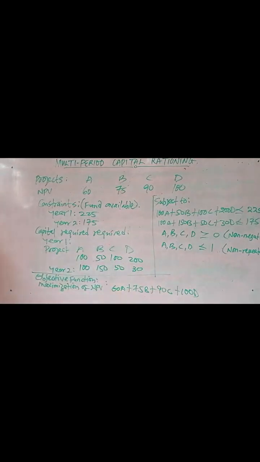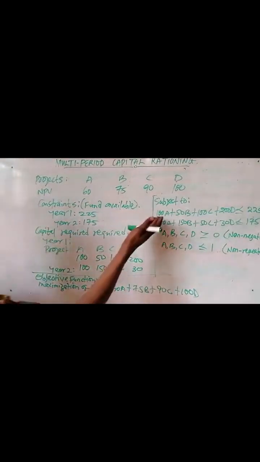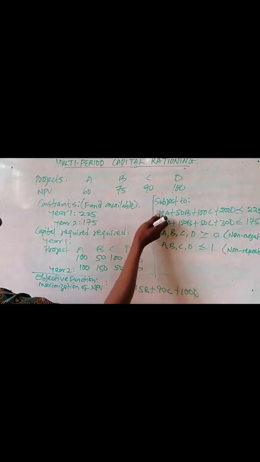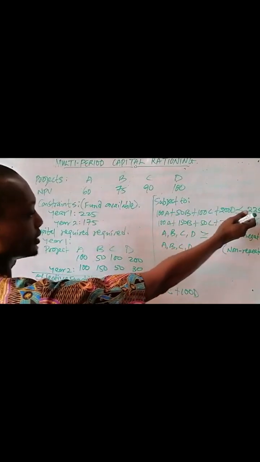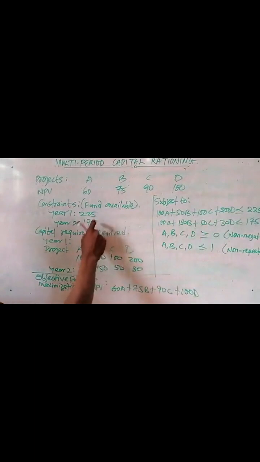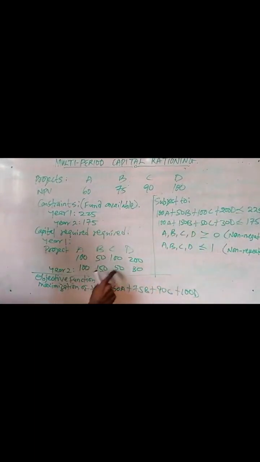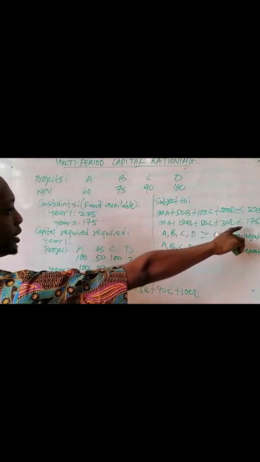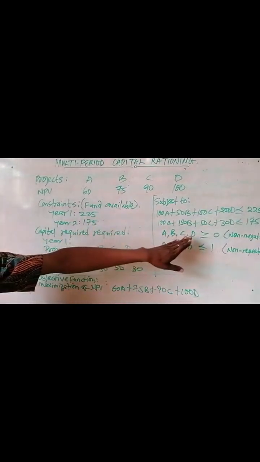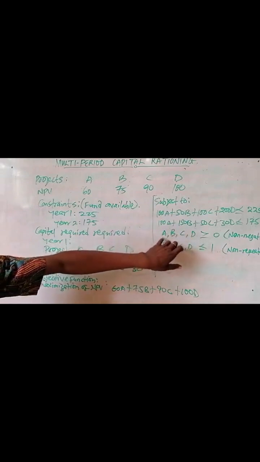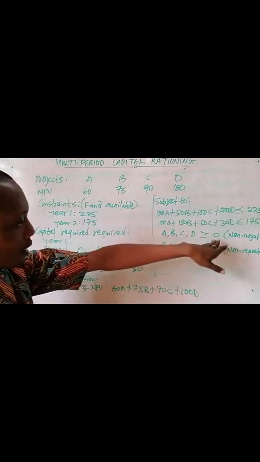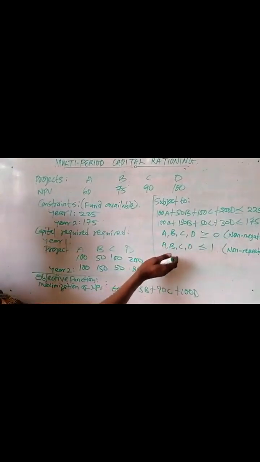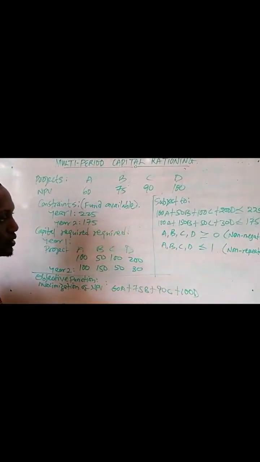Now, to form the objective function, we multiply the NPVs and sum them together, which forms the objective function. This is subject to the required fund: 100 of A in year 1, B in year 1, and so on, less than or equal to the fund available in year 1. Also for year 2, we have 100, 150, 50, 30, less than or equal to the fund available in year 2. Then we form our non-negativity condition: A, B, C, D greater than or equal to 0, because it cannot fall below 0. Non-repeatable: A, B, C, D less than or equal to 1.